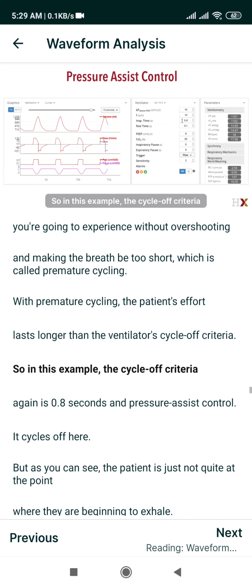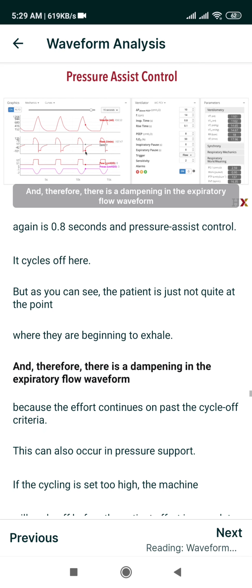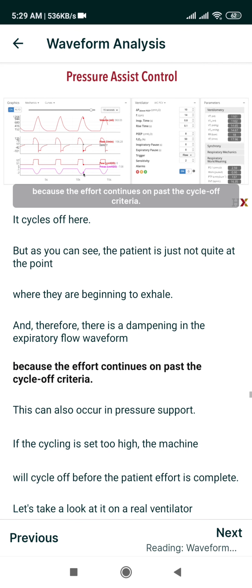So in this example, the cycle-off criteria again is 0.8 seconds in pressure assist control. It cycles off here. But as you can see, the patient is just not quite at the point where they are beginning to exhale. And therefore, there is a dampening in the expiratory flow waveform because the effort continues on past the cycle-off criteria. This can also occur in pressure support.